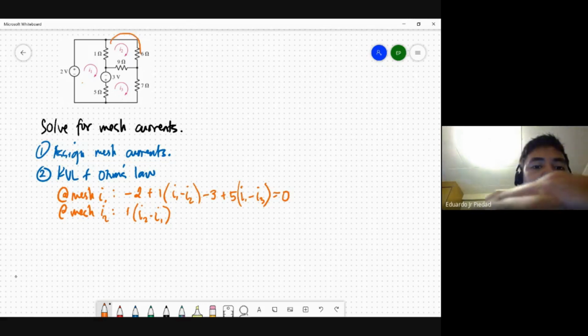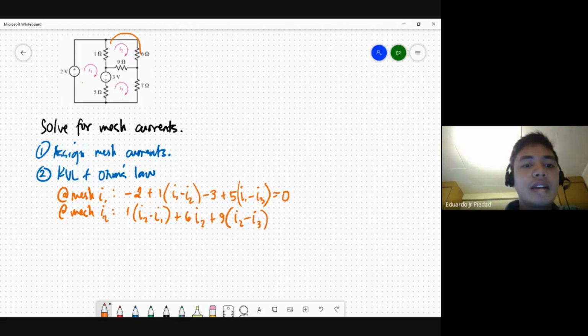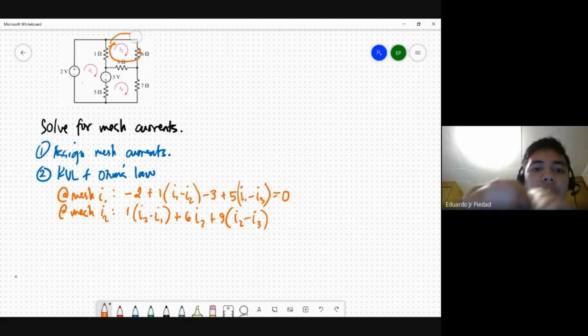Then it goes to 6. So we have plus 6 times the current. There's no other current flowing through the 6 ohms but I2. Then plus 9 times the current, so we have I2, then I3 is opposing I2, so therefore it's minus I3. There's nothing else, so we complete the loop, and this is equal to 0 by the principle of KVL.